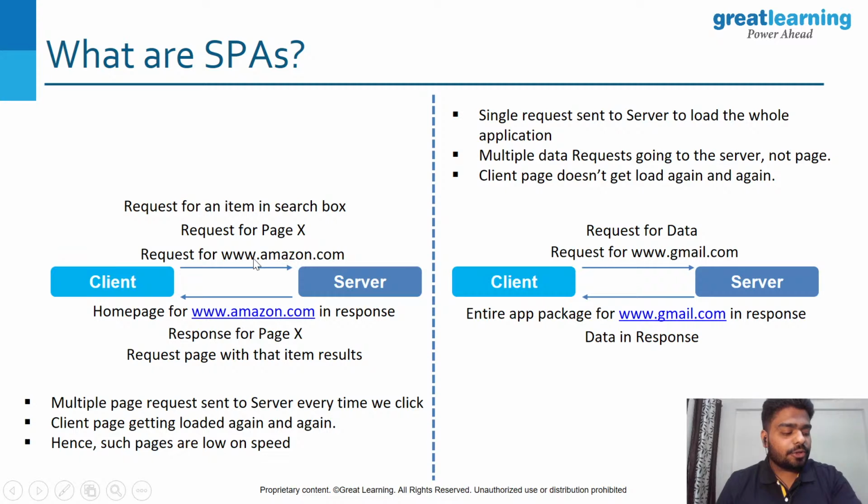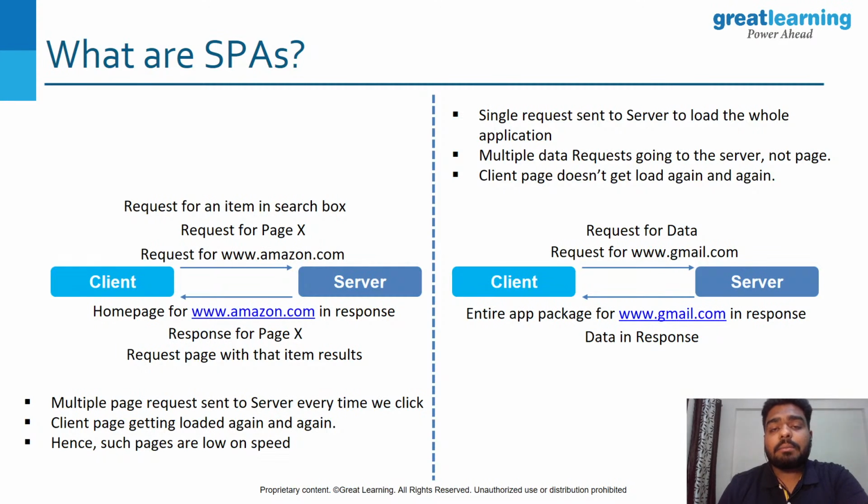When I'm requesting www.amazon.com from the server, I hope you guys know what client and server are. The client is basically us, the customer, and the server is maybe in the cloud database, or for every company where the data is stored. So I request www.amazon.com and I get a response. What response? The home page response. And when I request page X, maybe electronics, the response for page X will come. And when I search for an item in the search box, let's suppose a t-shirt, it will go to the server and come back with a page with that item result. So every time you are clicking, it is going to the server and coming back. Every time that is happening.